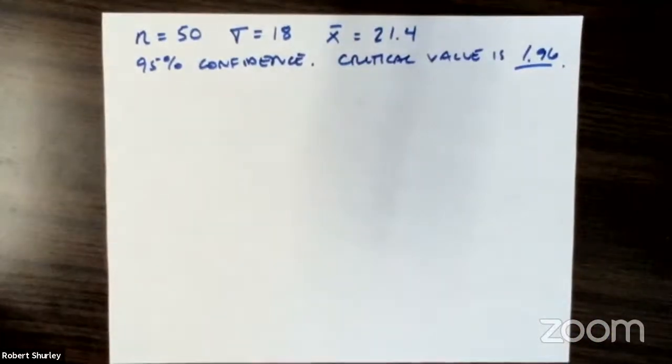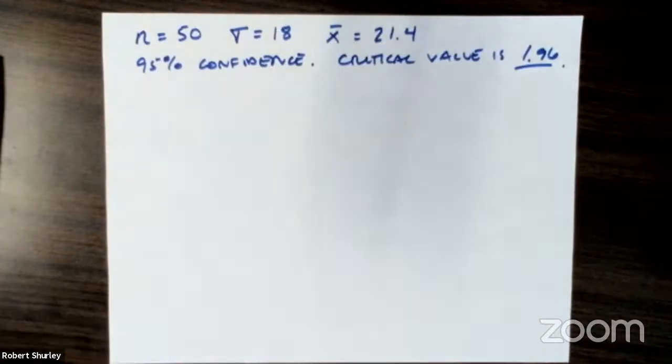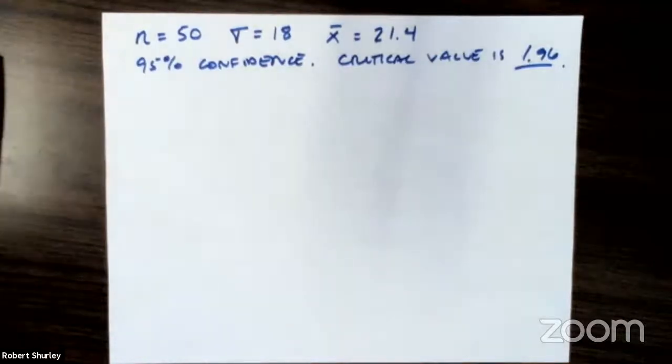I got to run and get some water. My throat's starting to hurt. So use those same techniques we just did and find the 95% confidence level. I'll be right back, and then we'll go over it.